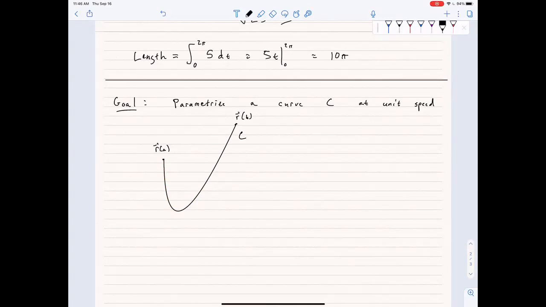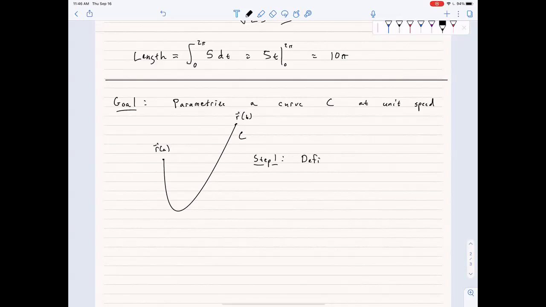So how do we do that? This is called arc length reparameterization. Okay. Well, we need to take some steps. So this is our goal. Let's take some steps. So step one, we're going to find something called the arc length function.